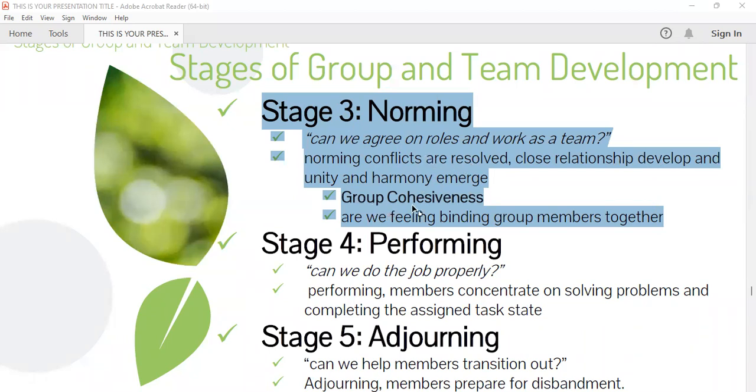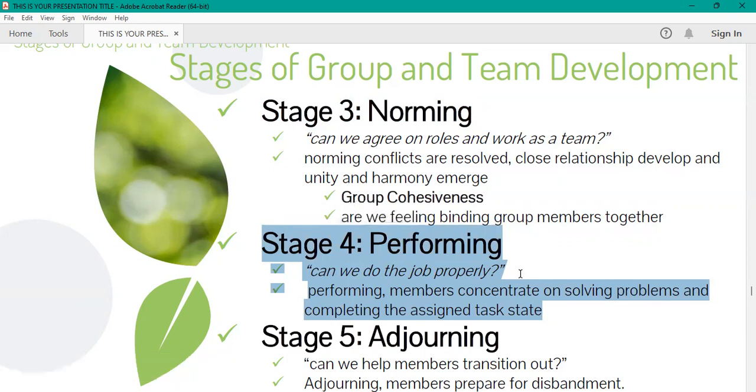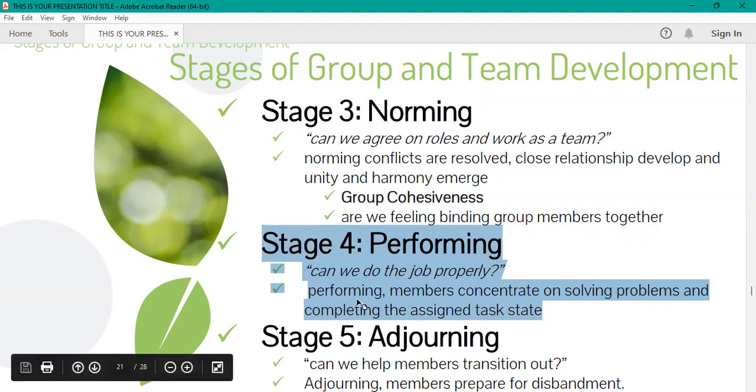So we have group engagement. Are we feeling bound together as group members? This is where you come together as a team, as everyone wants to settle on goals and expectations. So probably there is a group process where all of them feel actively in sync. Stage four would be performing. Can we do the job properly? Given the assessment and settlement of goals and the designation of tasks, can we do the job properly? In performing, members concentrate on solving problems and completing the task that is stated.